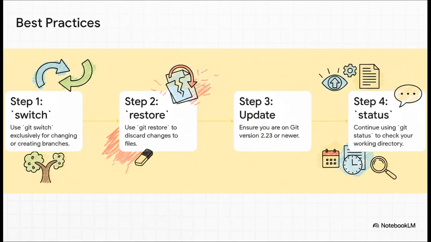Okay, so here's your new game plan. It's super simple. Rule 1, git switch is for everything to do with branches, period. Rule 2, when you need to undo changes in a file, you use git restore. Rule 3, make sure you've updated Git. You need version 2.23 or later for this. And of course, the golden rule still applies. Always, always use git status. It's still your best friend for seeing what's going on.